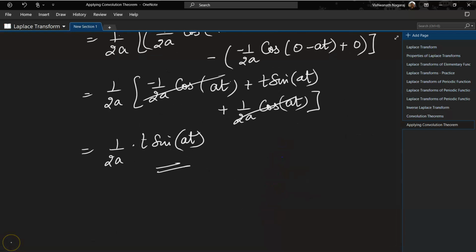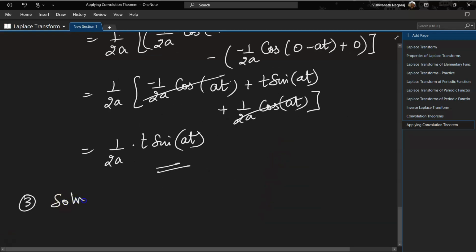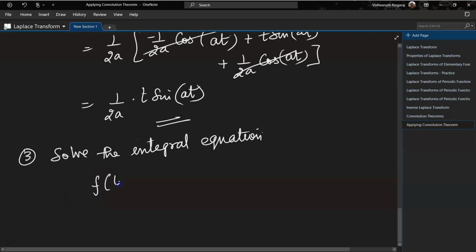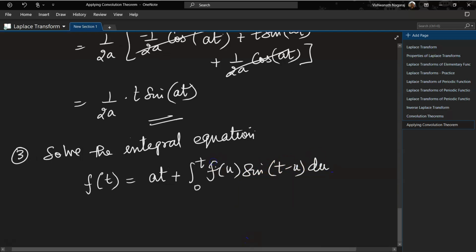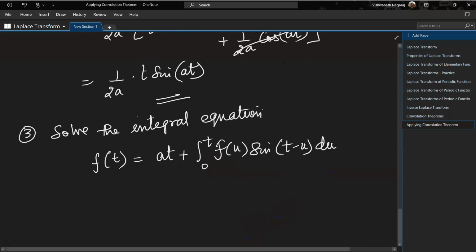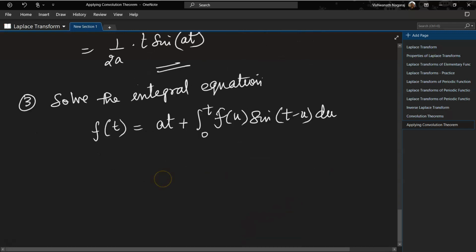Okay, so now let's look at the next problem. Solve the integral equation f of t is equal to at plus integral from 0 to t of f of u sine(t minus u) du. Right? So we need to figure out f of t. So let's use the convolution.